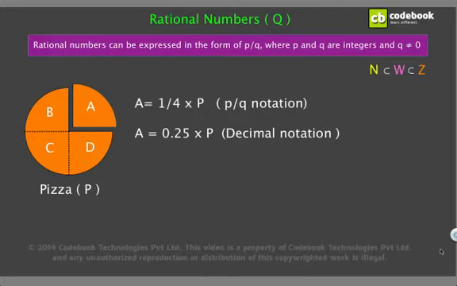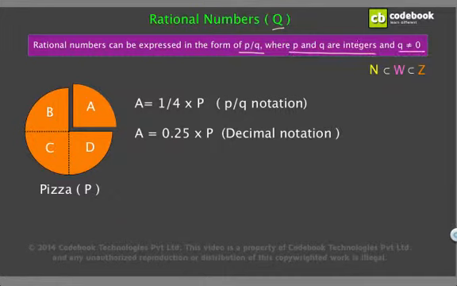In this lesson, we will learn about rational numbers. Rational numbers are denoted with the capital letter Q. So what are rational numbers? Rational numbers are numbers that can be expressed in the form p by q, where p and q are integers and q is not equal to 0.